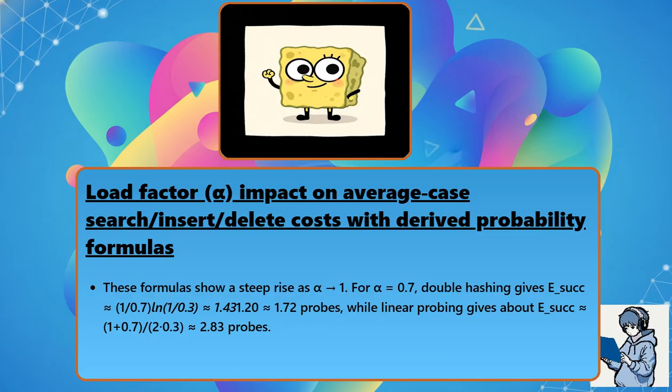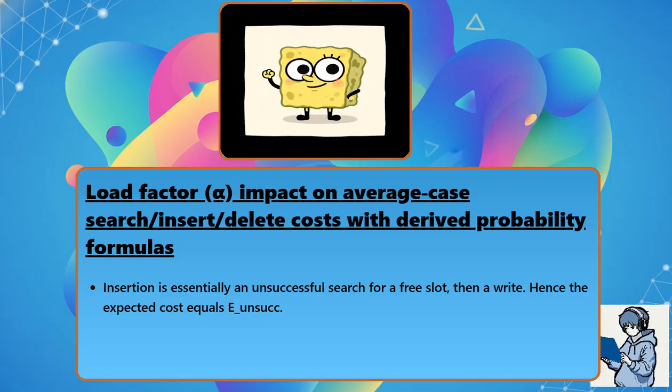For α = 0.7, double hashing gives E_suc approximately (1/0.7) × ln(1/0.3). About 1.43 × 1.2 = 1.72 probes, while linear probing gives about E_suc ≈ (1 + 0.7)/(2 × 0.3) = 2.83 probes. Insertion is essentially an unsuccessful search for a free slot, then a write.